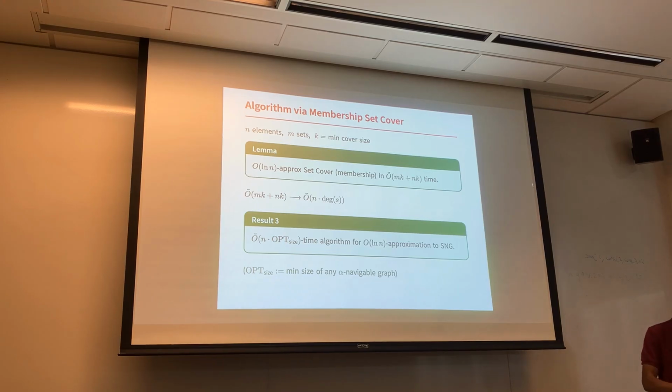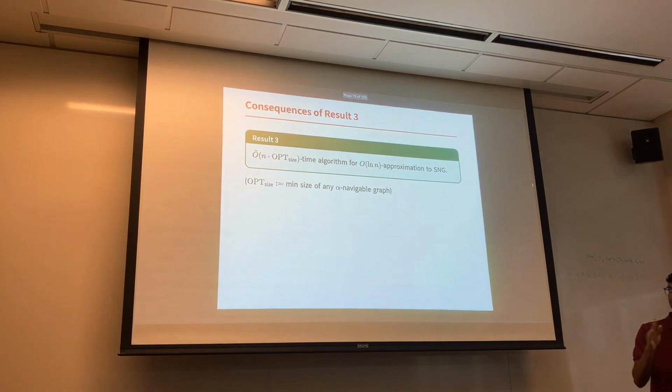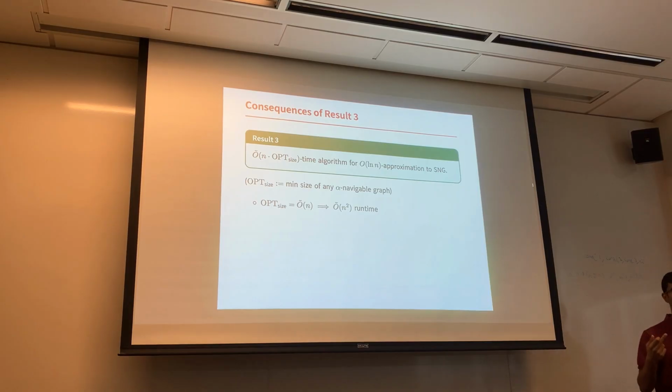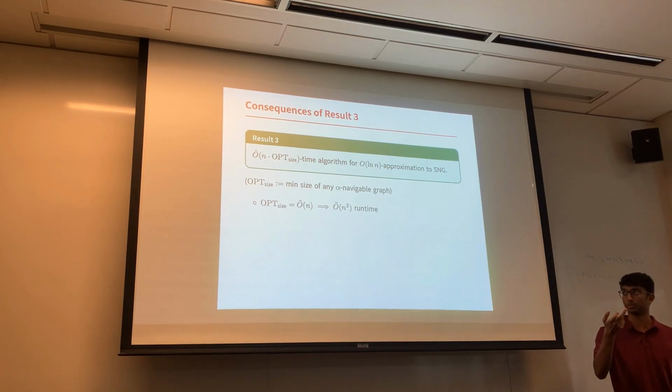All right, let's make these consequences a little bit more concrete. This n times opt size time algorithm for log n approximation, let's see what it actually means. If the minimum number of edges in an alpha navigable graph on your data set was very close to n, like O tilde n, this immediately gives us quadratic runtime, right? A lot faster than the cubic upper bound that we saw before.